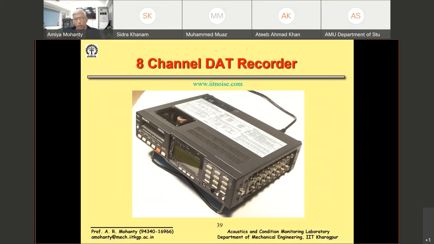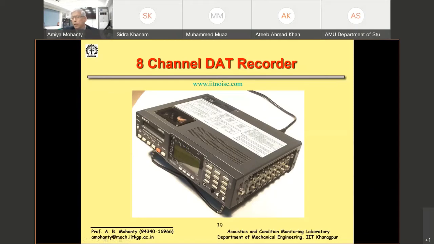I must tell you, this is a Sony DAT recorder. This is one of the very first purchases in my lab, somewhere in 1998. This is the DAT recorder which can record 8 channels up to 10 kilohertz or 4 channels up to 20 kilohertz. You can record it in DAT tapes.